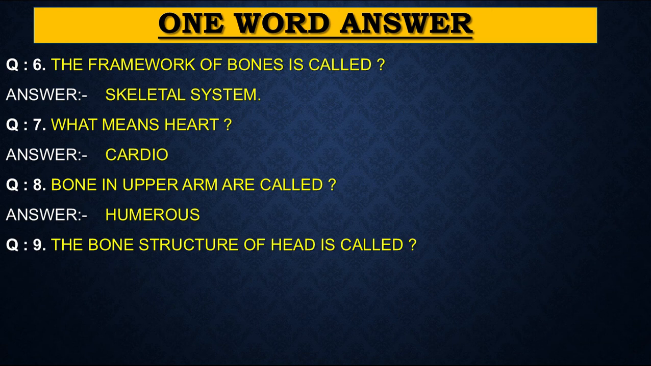Question number 9. The bone structure of the head is called? Answer of this question is skull. In the skull, there is only one joint which can move, our lower jaw, and the whole skull is a fixed joint. Let us move on.